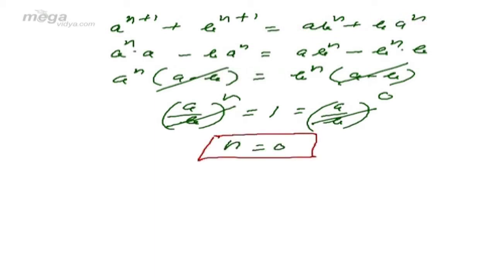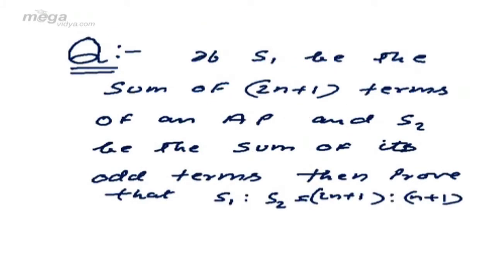Now we will do the next question. Now this is the next question. If S1 be the sum of 2n + 1 terms of an AP and S2 be the sum of its odd terms, then prove that S1 : S2 is equal to (2n + 1) : (n + 1).